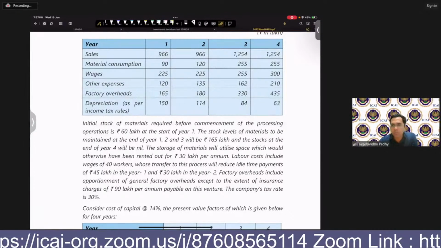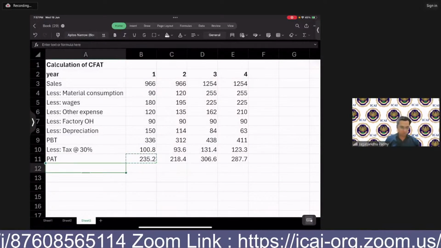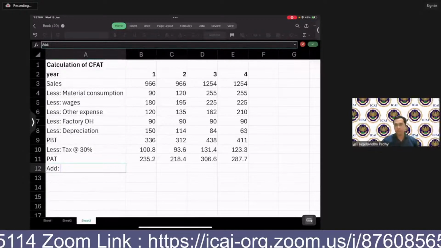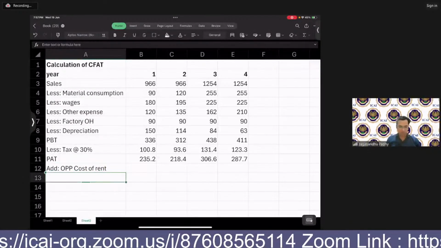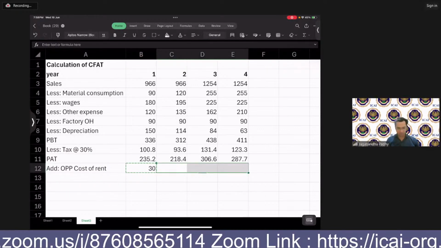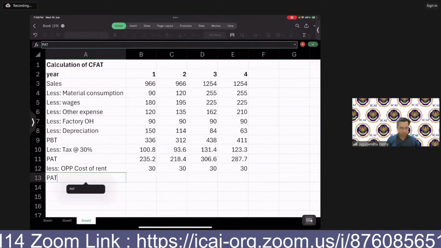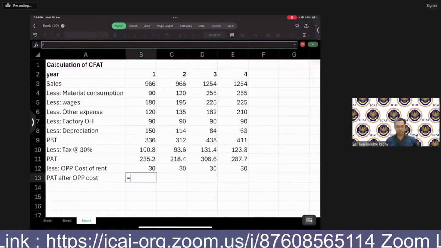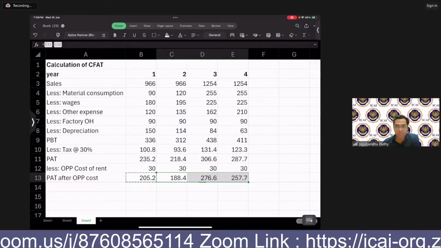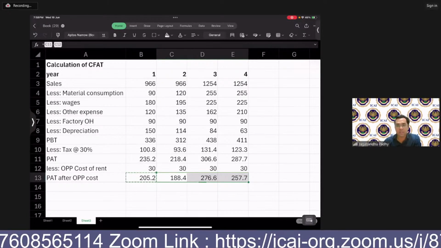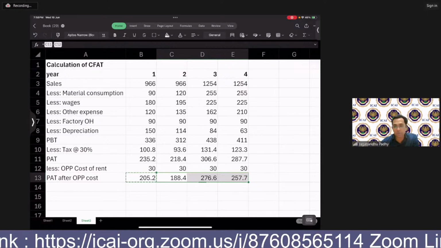So the opportunity cost which we are losing out, that is something which we need to take into account. So to this part, I'll just simply add the opportunity cost of rent. So every year we have this opportunity cost of rent, not add basically, it should be a subtraction because we are not earning. We won't be able to earn this rental now. So if I ask you PAT after opportunity cost impact, so 235 minus 30, and all the subsequent years we have profit after tax after giving adjustment for the opportunity cost of the rent, because we won't be able to earn this 30 rental which we would have earned earlier, right? So this is what we have got, profit after tax after the opportunity cost.